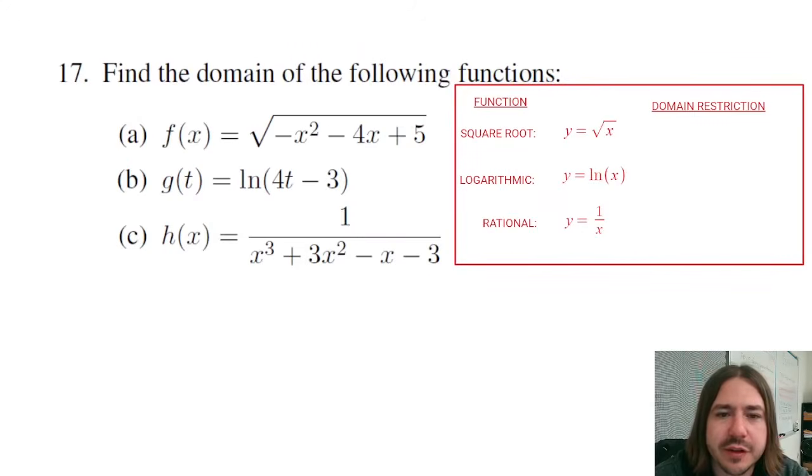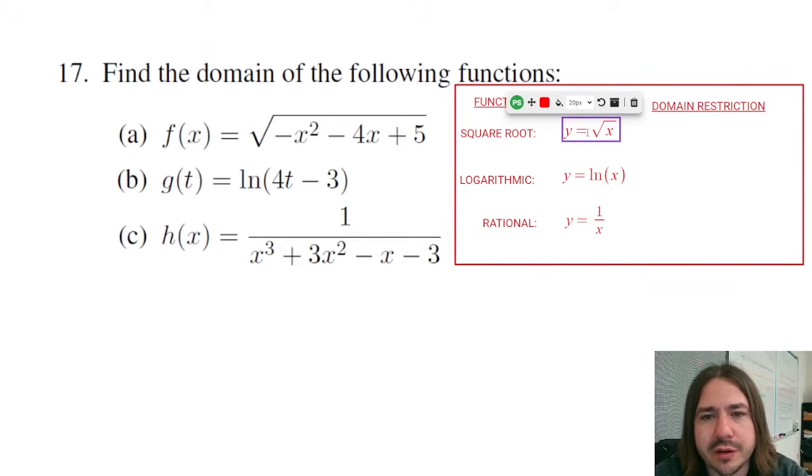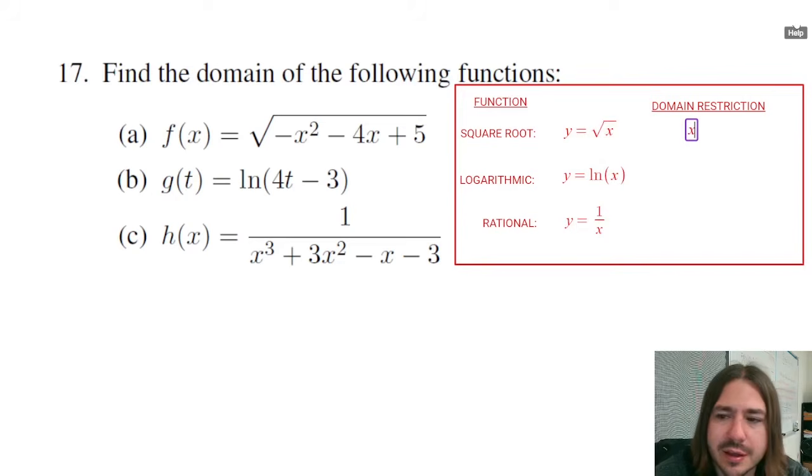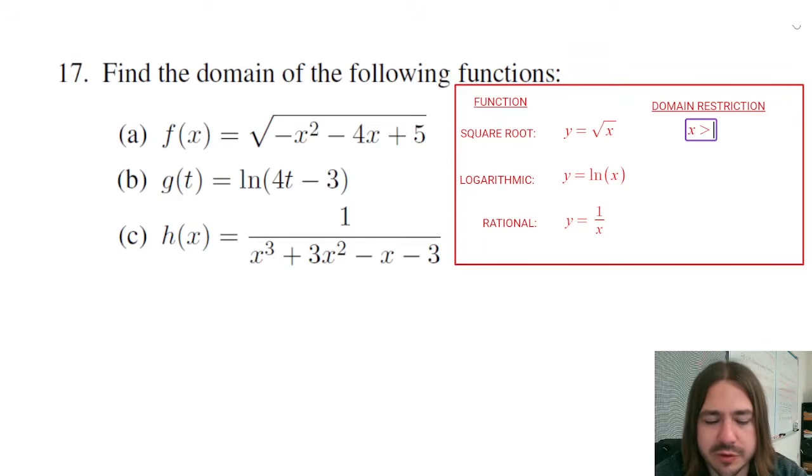Number 17 says find the domain of the following functions. And what we've got here are 3 functions. So I've gone ahead and written their parent functions so that we can talk about what their domain restrictions are. The first one is a square root function, and its domain restriction is that the input has got to be either positive or 0. It can't be negative, or otherwise you're going to output non-real solutions.